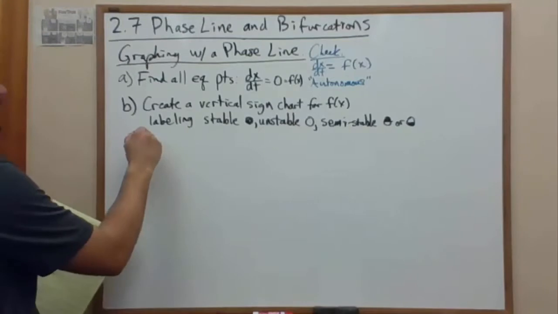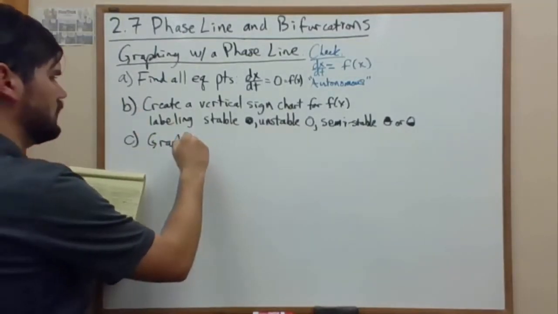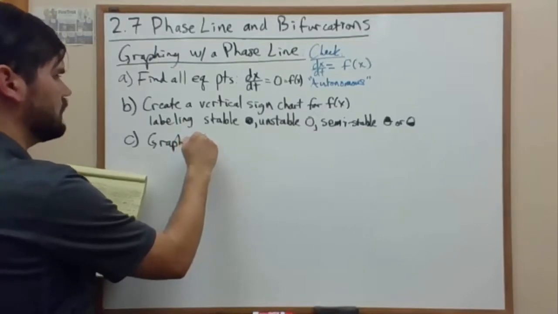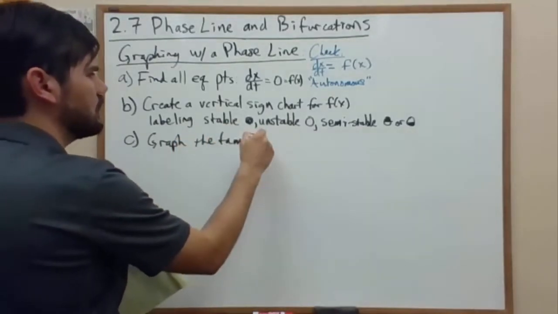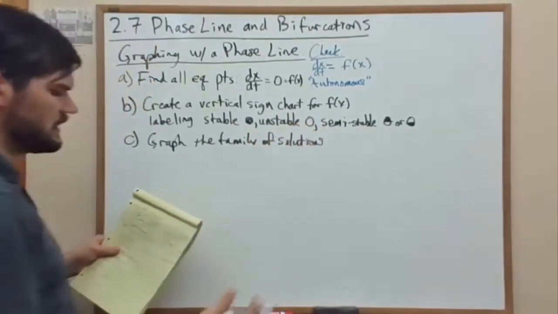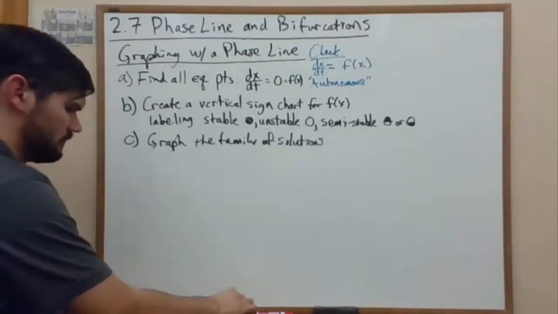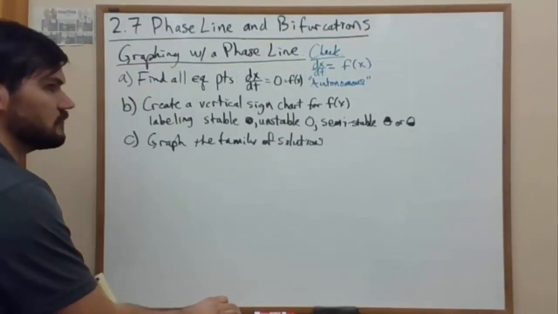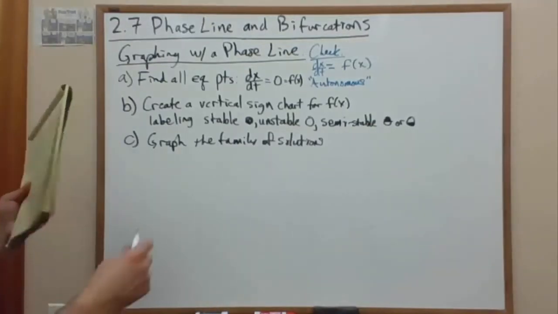And then C, graph the family of solutions, just to see what this phase line is really representing. Let's do an example.